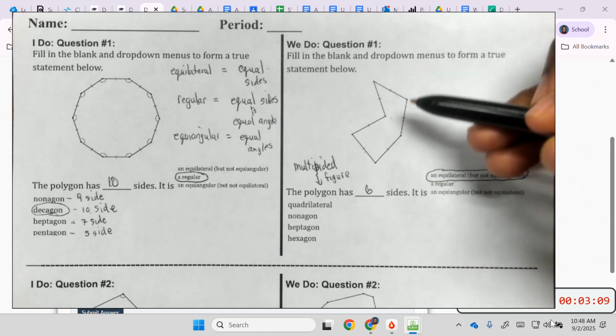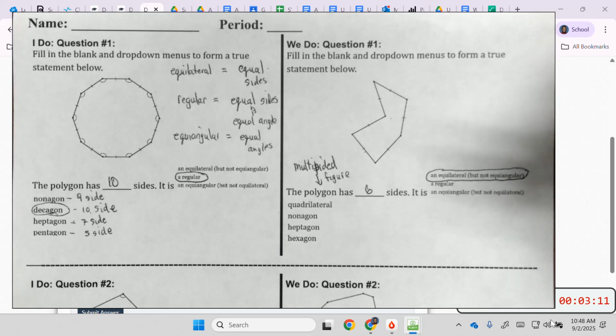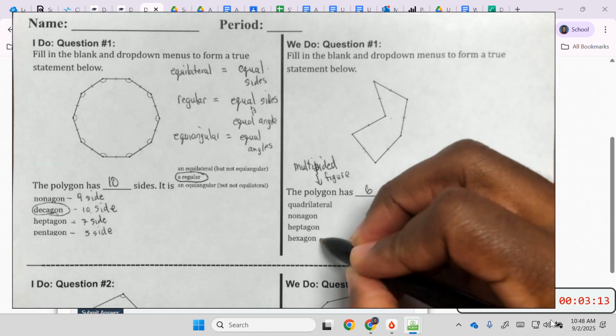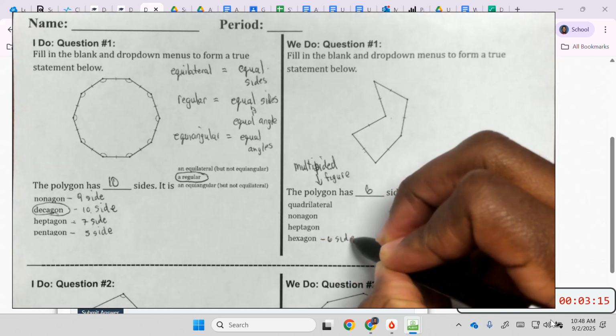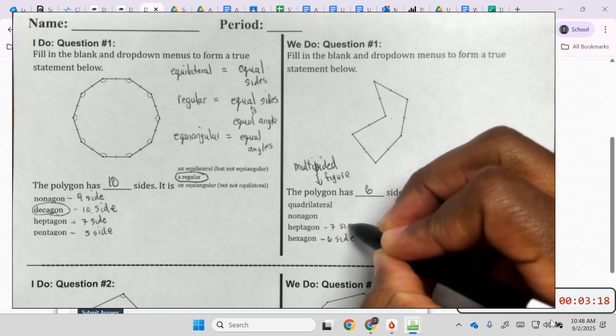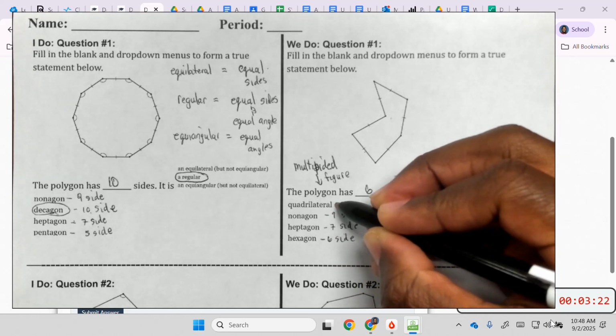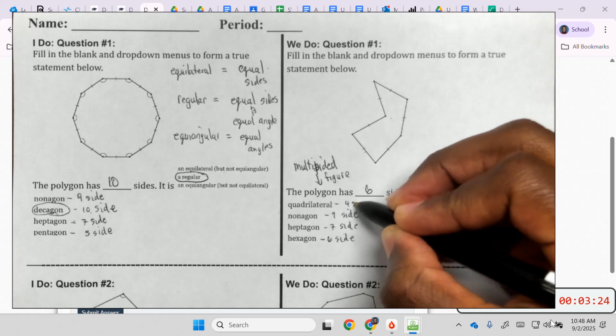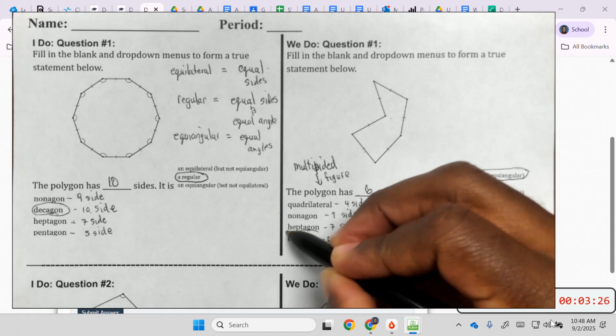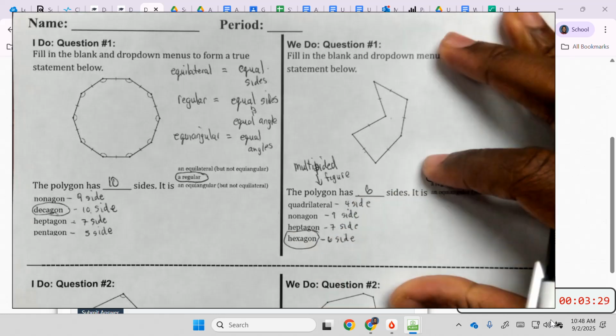And then finally, this is a 6-sided figure. A 6-sided figure is a hexagon. Again, this is 6 sides, this is 7 sides, this is 9 sides, and quad means 4, so this is 4 sides. So 6 sides would be hexagon. Let's try the next one.